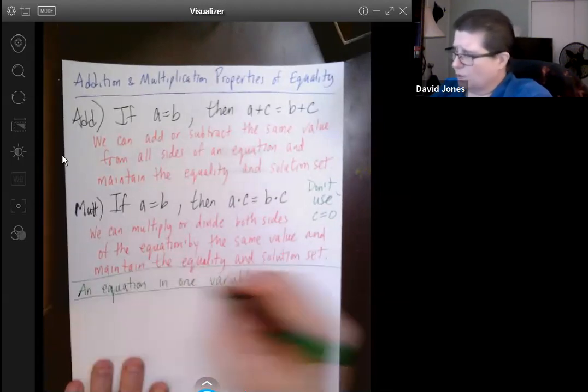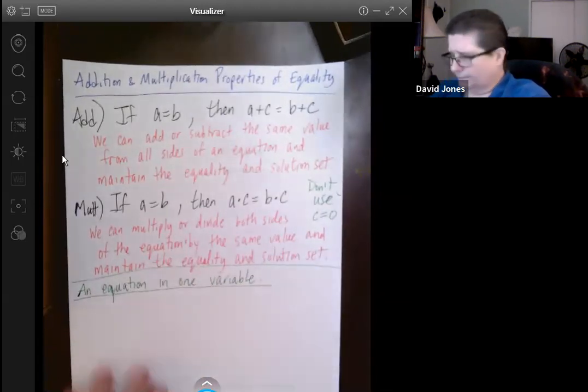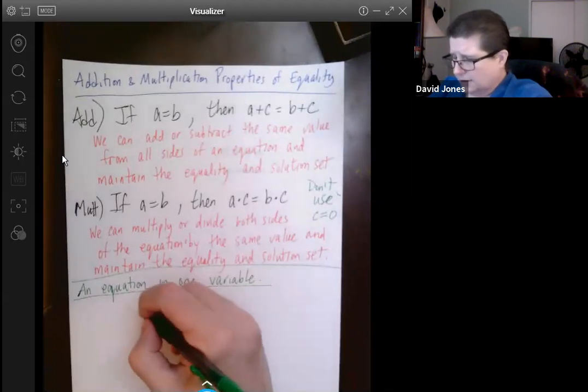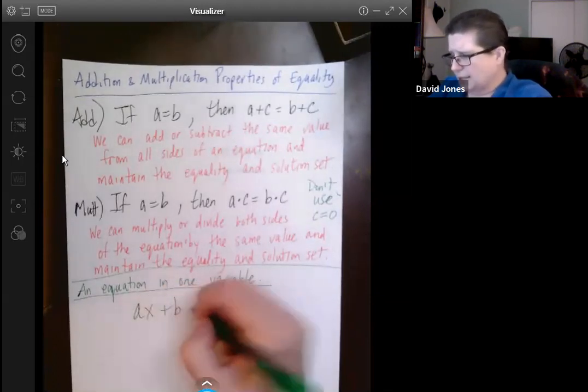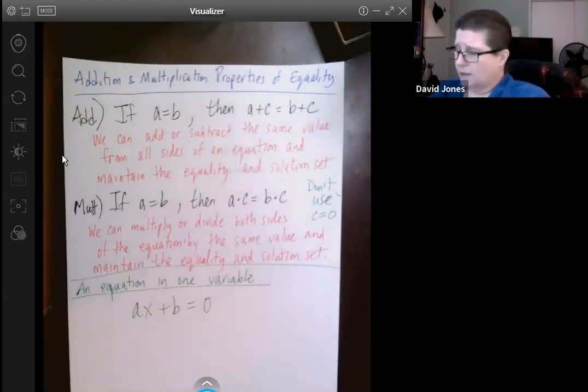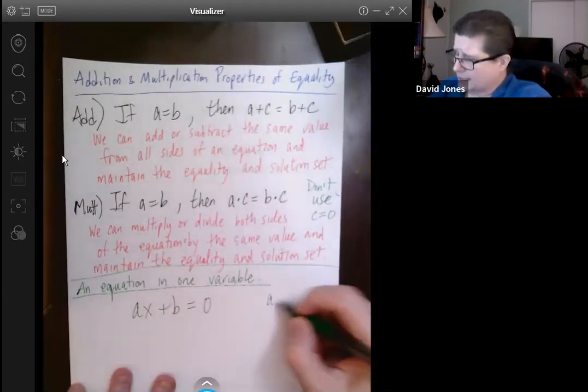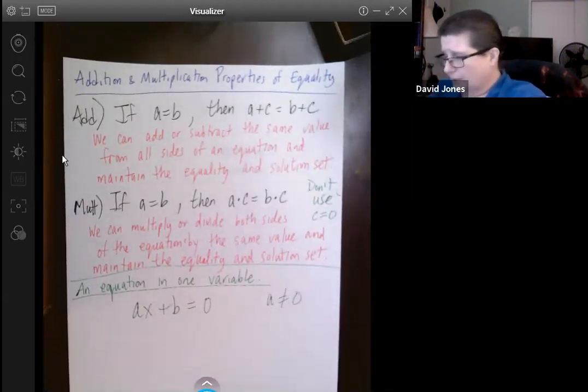An equation in one variable, let's do ax plus b equals 0, and a does not equal 0. If a equals 0, then b has to equal 0, and this is a pointless statement.